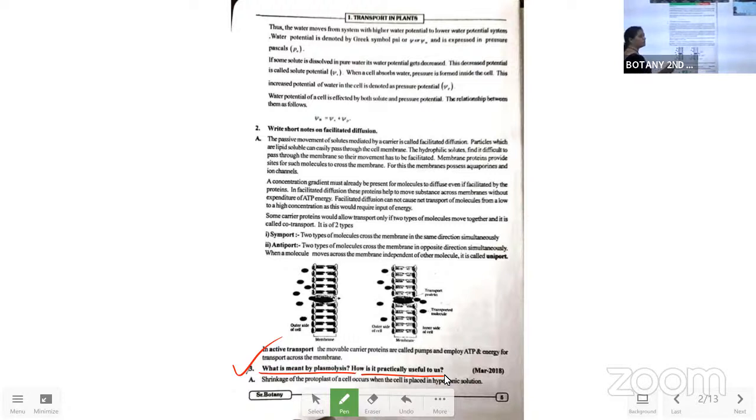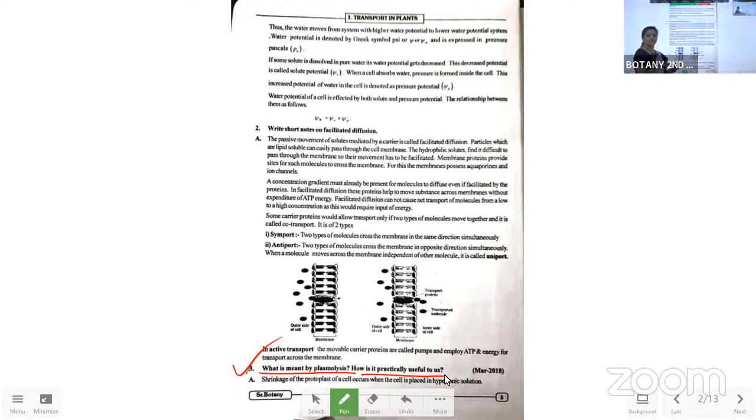What is meant by plasmolysis? Here you write the definition and how plasmolysis occurs in a plant cell. You also need to write the procedure, then the applications of plasmolysis, because in the practicals we have already done plasmolysis for the leaf cells, the leaf epidermal cells. If you remember it or not, I cannot say right now, but we have done it. So we have already seen the plasmolysed cells also.